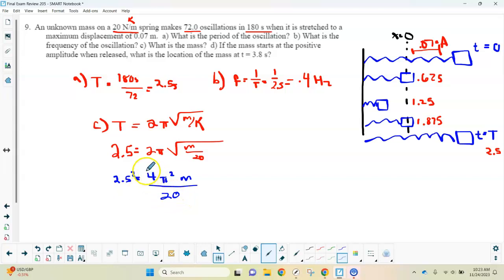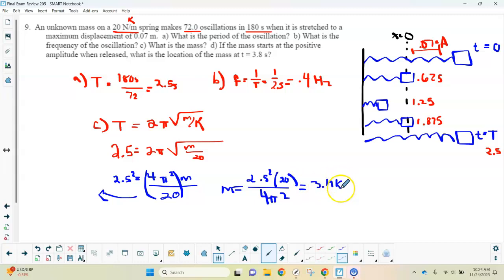So again, you're just going to take this whole thing and move it to the other side, and you do that through division. So it'd be like 2.5 squared, and I'm not doing any of this math out on the paper here, I'm just showing you what it should be, times 20 divided by 4 pi squared. Let your calculator do the heavy lifting, and that's equal to m. So that's the mass. And when you do that, you should get a mass of something like 3.17 kilograms. So that's the mass of the block that is on this oscillator.